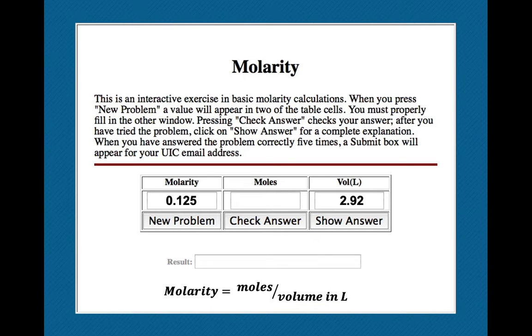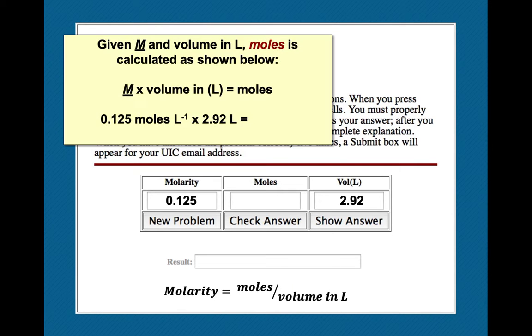We're looking here for moles. Moles is going to be molarity multiplied by the volume. Molarity times volume is moles. Here's our molarity. Here's our volume. We have 0.365 moles.